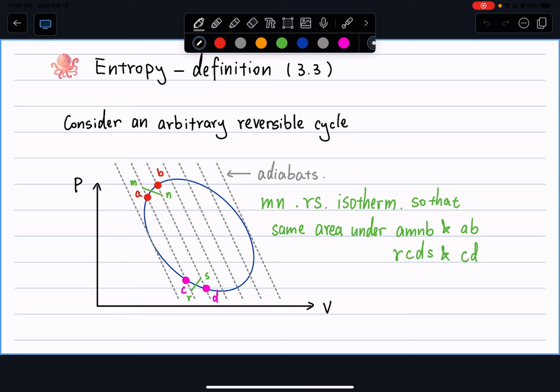Thirdly, we can apply the first law of thermodynamics, where delta U equals Q plus W. Now what we know is delta U_AB equals delta U_AMB, and work AB equals work AMB. So using the first law of thermodynamics, we get information about heat. Here we have Q_AB equals Q_AMB.